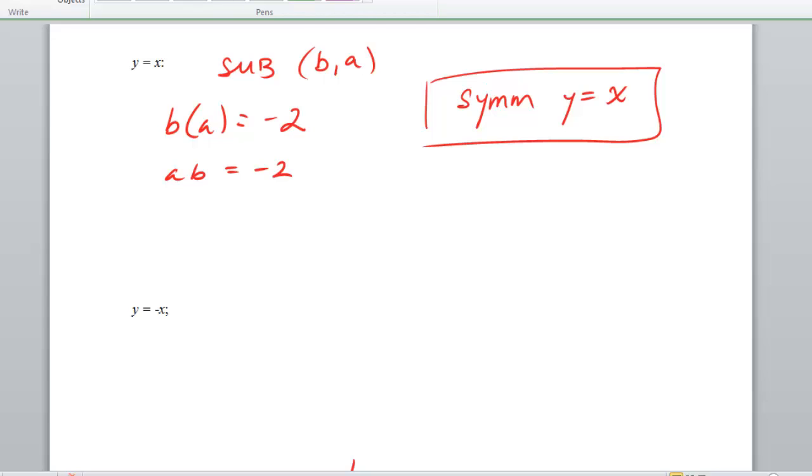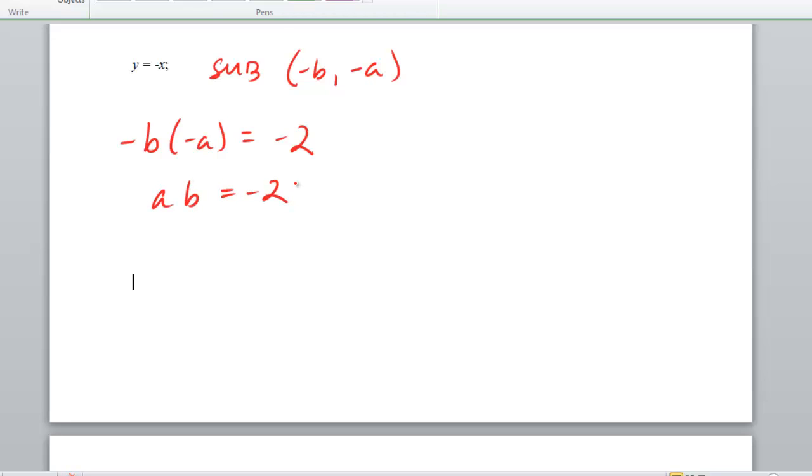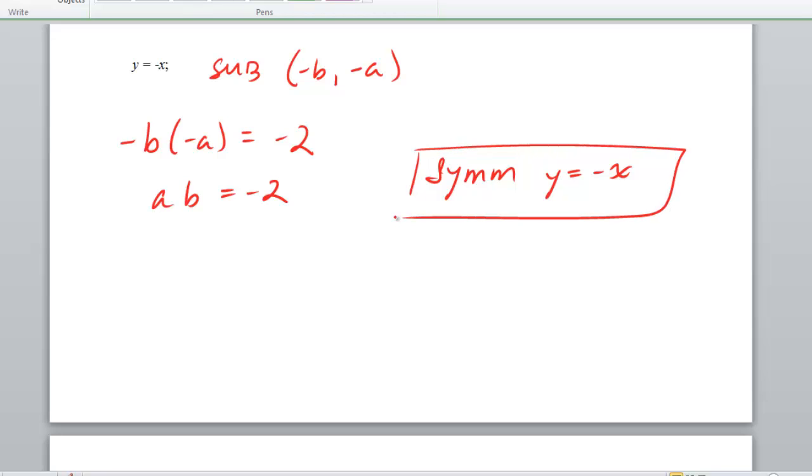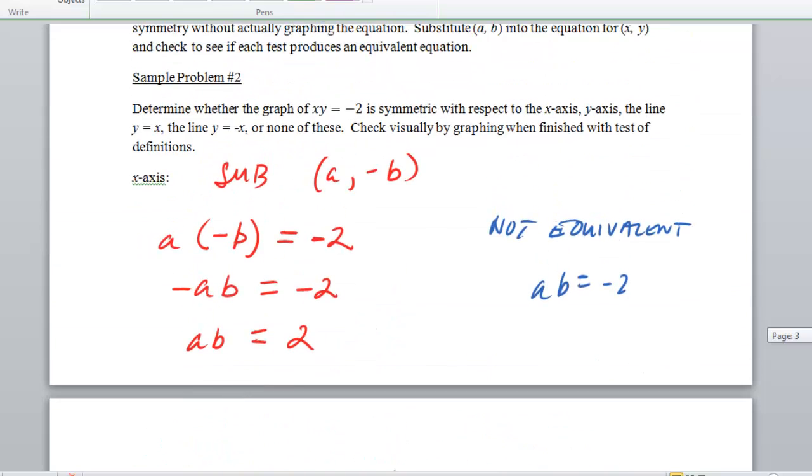So let's check equivalency across the other diagonal. Again, this time we're going to substitute for our test -b and -a. So we have -b times -a equals -2. It's going to give me ab equals -2, and that is also equivalent. And so that's going to tell us that it's also symmetric across that diagonal. So this actually has two lines of symmetry.